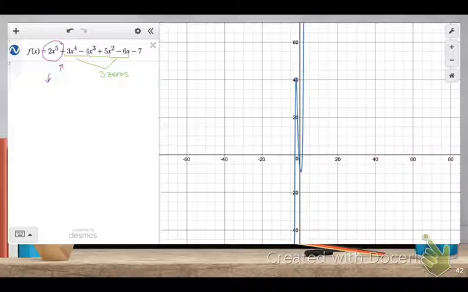Now we do know, generally speaking, that if I took the leading exponent and subtracted 1, so 5 minus 1 would give me 4, and that would be the most turning points, so maximums or minimums, that the polynomial will have. So I know that it can't have more than 4 turning points. If we have 3 zeros, though, that most likely means that we have 4 turning points.